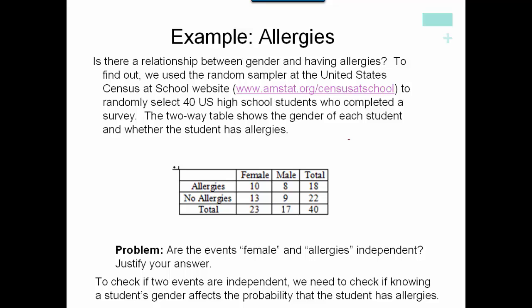So here's a question: is there a relationship between gender and having allergies? To find out, we use a random sampler at the United States Census at School website to randomly select 40 U.S. high school students who completed a survey. The two-way table shows the gender of each student and whether the student has allergies. Are the events female and allergies independent? To check if the two events are independent, we would check to see if knowing a student's gender affects the probability that the student has allergies.